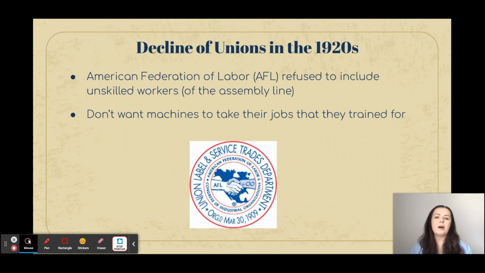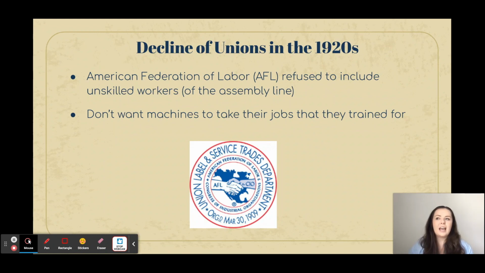So we're talking about wages not keeping pace. One factor leading to that is the decline of the power of unions. So you have big business owners like Henry Ford, some of them ban unions. So we have the American Federation of Labor, which is a big national union. So they refuse to include unskilled workers in the union.